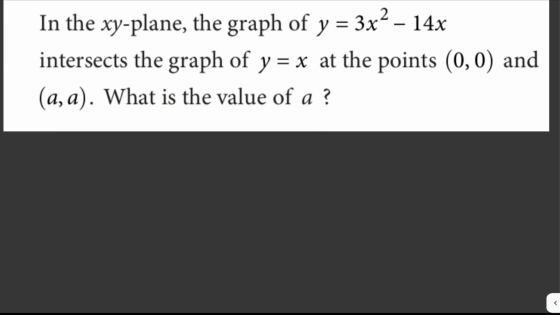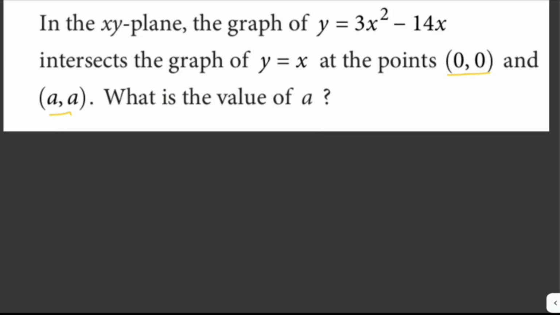In the xy plane, the graph of y equals 3x squared minus 14x intersects the graph of y equals x at the points (0, 0) and (a, a). What is the value of a? So it's given here that the graphs of the two equations intersect at 2 points, (0, 0) and (a, a).